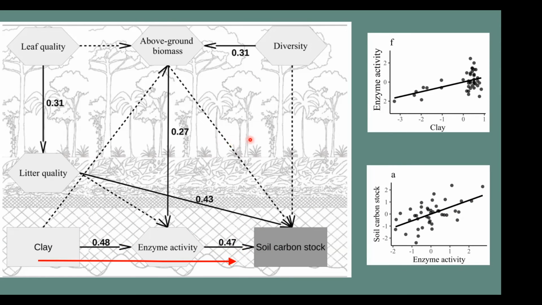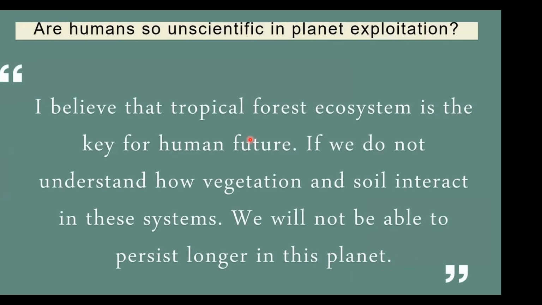So to be short and concise, I'm about to finish. And the question is, are humans so unscientific in planetary exploitation? Well, I can't answer this question now, but if we think about the tropical forests, we need to understand these relationships, right? Because now the common way to produce in many parts of Brazil is just to take out the forest and plant something or grow cattle, you know, and then they just use this land for 4 or 5 years, 6 years maximum, then they move.